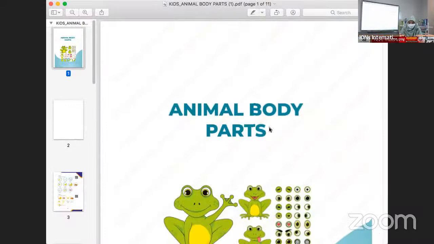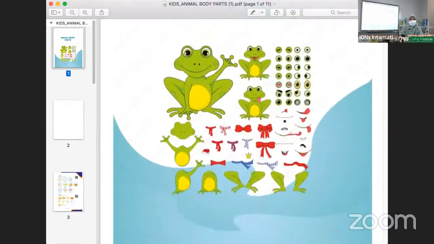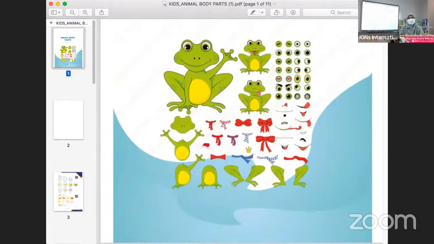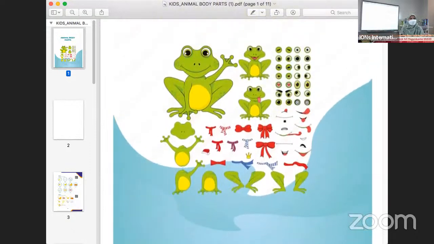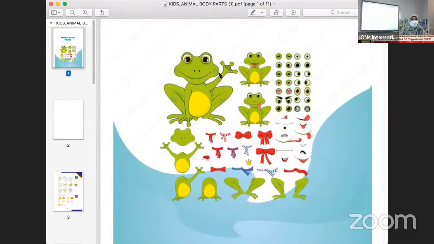This one, animal's body part. Anyone knows what the name of this animal is? This is frog, miss. Of course, it has a green color. So, can we guess the names of the body parts of the frog? The first one is this one. This one is eyes. This one is a fish.